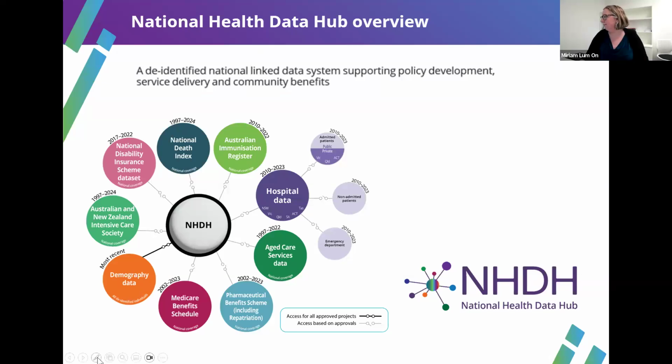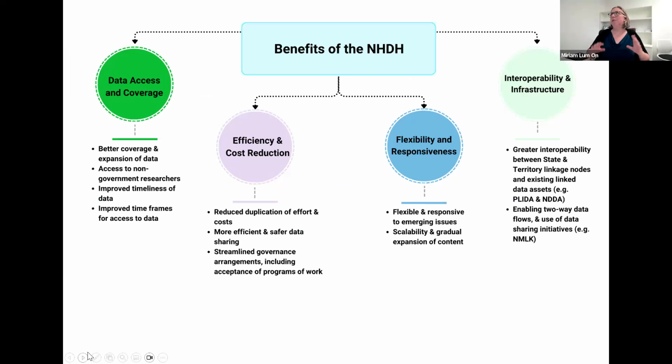And also just that work on the National Health Data Hub is trying to address some of those key challenges, the benefits including data access and coverage, reducing inefficiencies, providing a flexible and responsive system that's adaptable to emerging issues, that's scalable over time, and allowing for that gradual expansion of content, which is exciting. And finally, also on a technical angle, the Hub is working specifically to support interoperability across the national linkage landscape and between the jurisdictional linkage units and nodes to enable two-way data flow. And so we're working on initiatives like the National Master Linkage Key project.